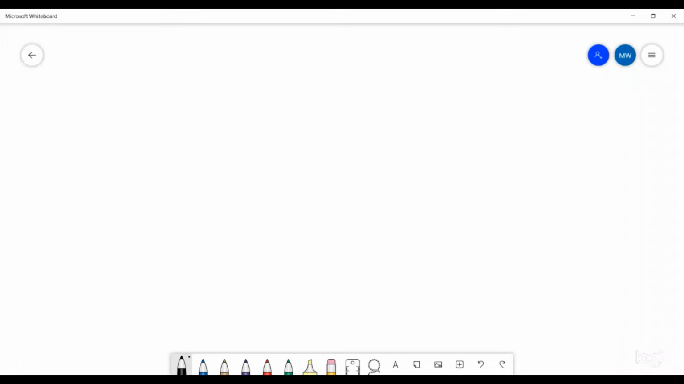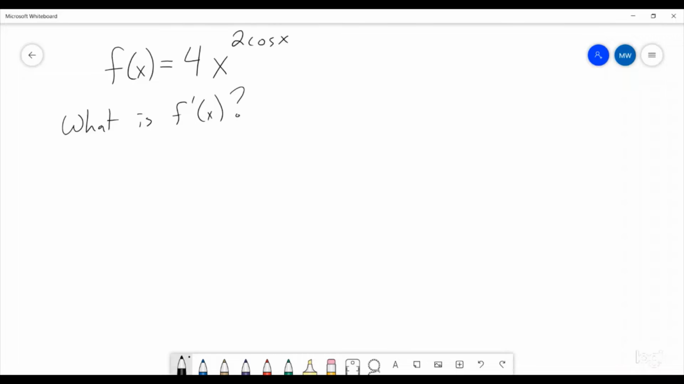Today we're going to go through a problem that might show up on a calculus test. So let's say that we have the function f of x is equal to 4x to the 2 cosine of x. And the question asks, what is f prime of x? How would we solve this? How would we go about figuring out this problem?